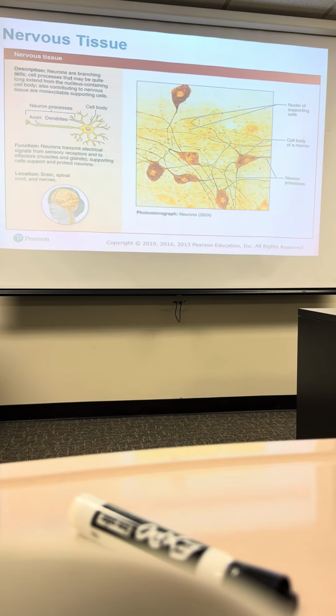So what is the function? Where do you find them? Brain, spinal cord and the nerves. And what is the function? Neurons transmit electrical signals from sensory receptors and to effectors, muscles and glands, and supporting cells support and protect neurons.